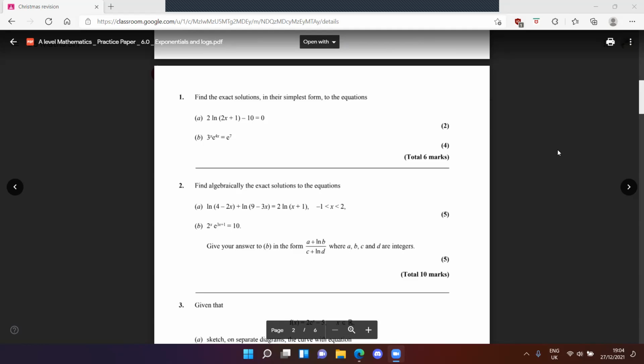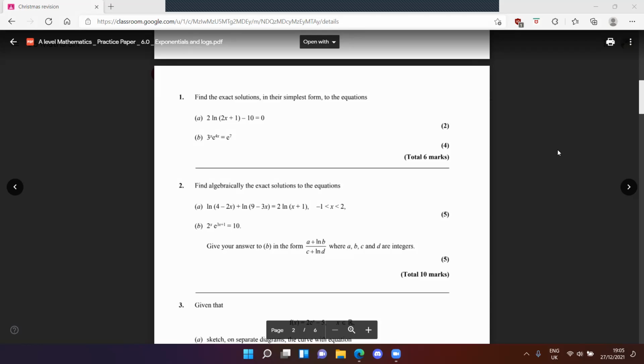So you have to find the exact solutions in the simplest form to the equation, right? Do you want to try or do you want me to explain? So I solve for x here, right? Yeah. So first I'll move the 10 to the other side. So I'll move that 10 to the other side. There's 2 ln(2x+1) equals 10.